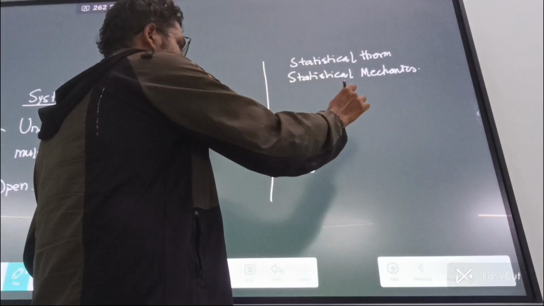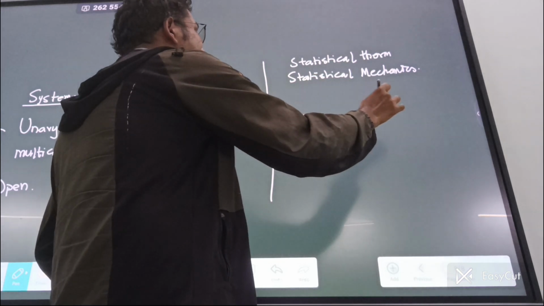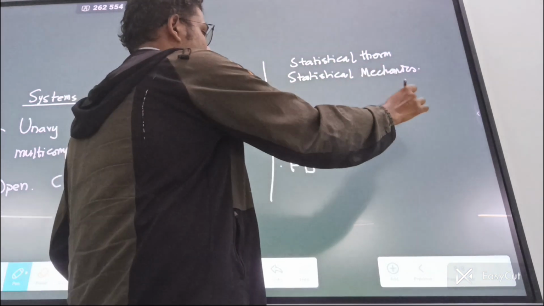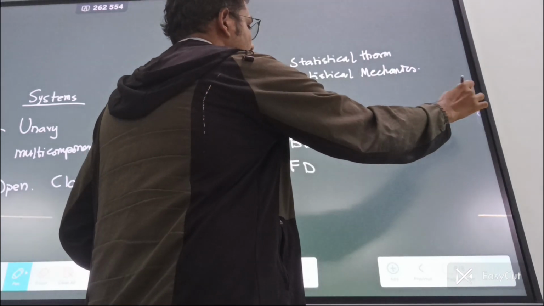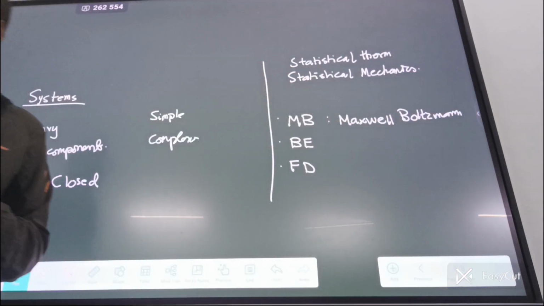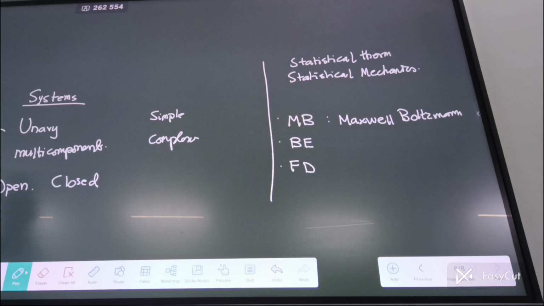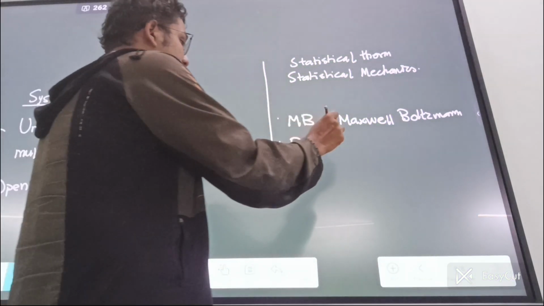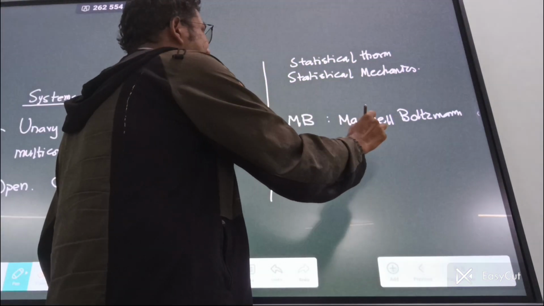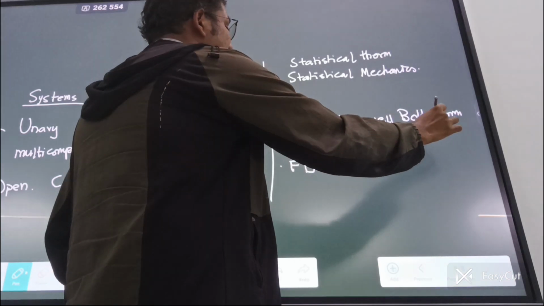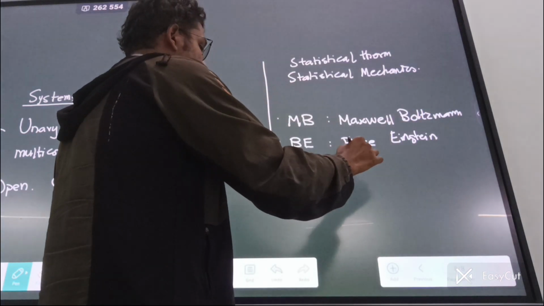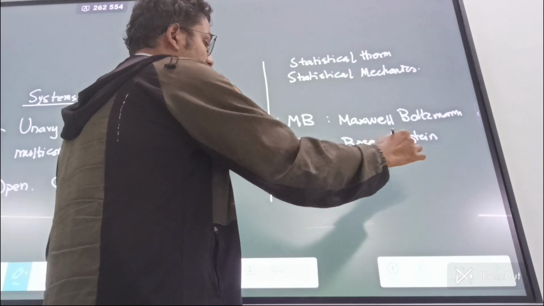So this is Maxwell-Boltzmann. How do you pronounce this? Boltzmann. Second is your Bose-Einstein, and the last one is your Fermi-Dirac.